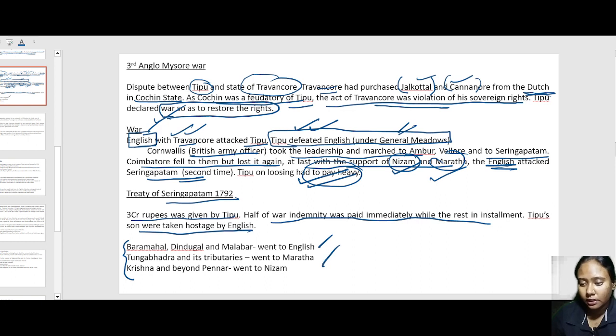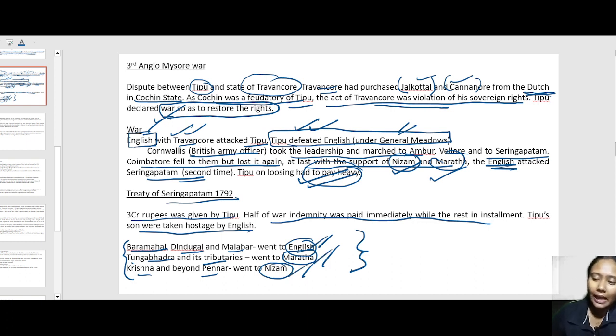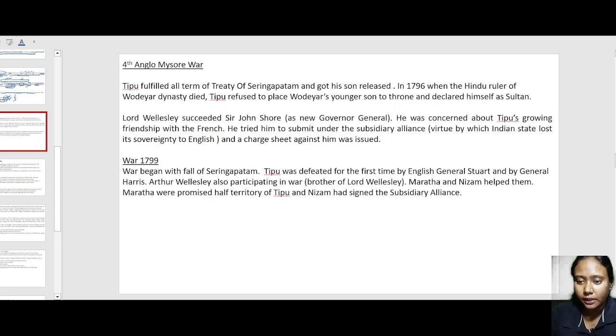These three states' differentiation you need to learn. Remember, Baramahal, Dindigul and Malabar went to the English. Tungabhadra and its tributaries went to the Maratha. Krishna and beyond Pennar went to the Nizam. So these were the three divisions of the regions which were distributed among the English, Maratha and the Nizam. And Tipu gradually lost.